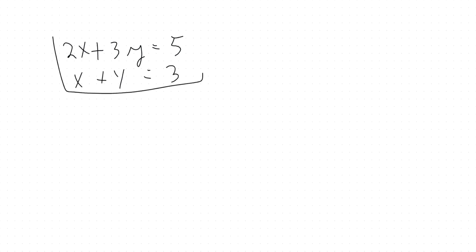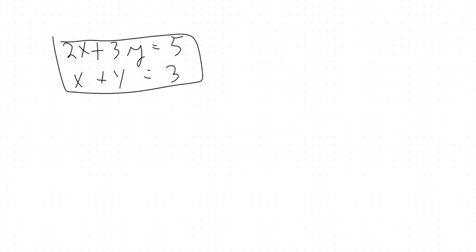Solve this equation. Let's say we have 2x plus 3y is equal to 5, and the other one would be x plus y is equal to 3. And let's solve this system. Okay, how do we solve this system?